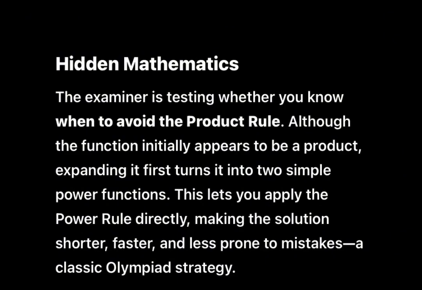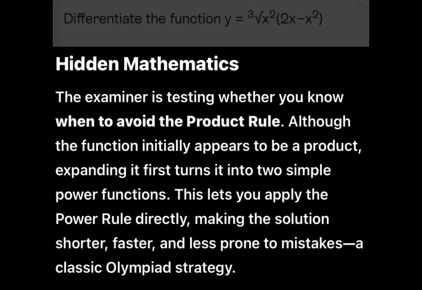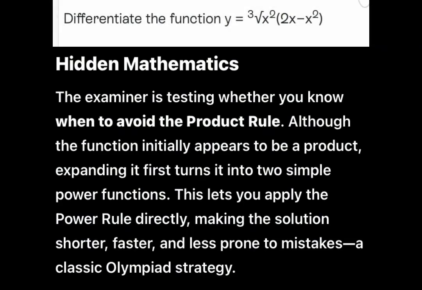I've always maintained that competition students don't just jump into questions without asking what hidden mathematics the examiner is testing me on. So here the examiner is testing whether you know when to avoid the product rule in differentiation. Although the function initially appears to be a product, expanding it first turns it into simple power functions. This lets you apply the power rule directly, making the solution shorter, faster, and less prone to mistakes. And that's a classic Olympiad strategy.